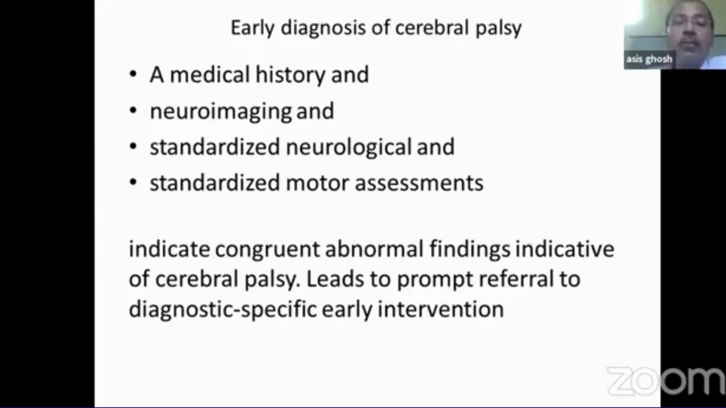Why have I written diagnostic specific early intervention? Because if there is a hemiparesis, you do constraint induced movement therapy. If it is a diplegia or quadriplegia, you start with the whole body and then treat it. In any case, cerebral palsy is a whole body problem, so we'll have to treat the child as a whole, and we'll have to take the parents into confidence, into our fold, to explain how to carry over the treatment at home.